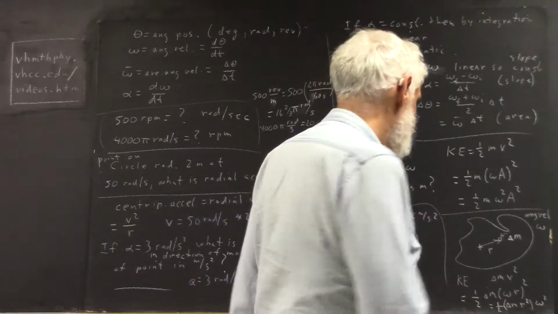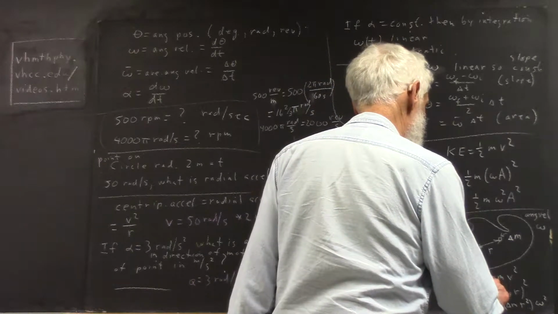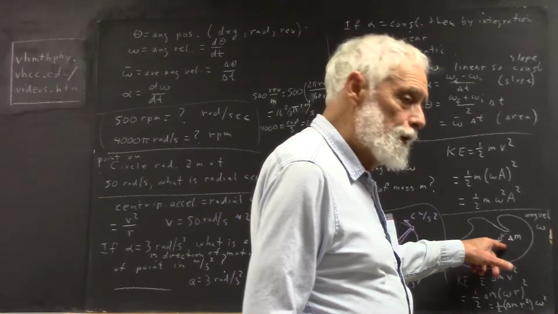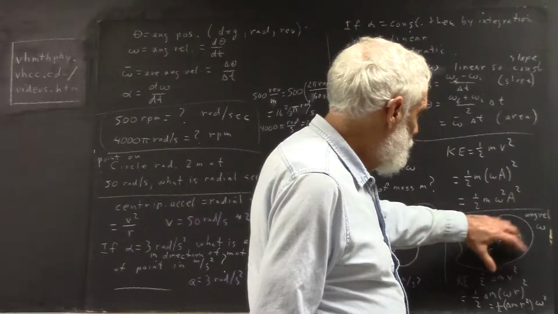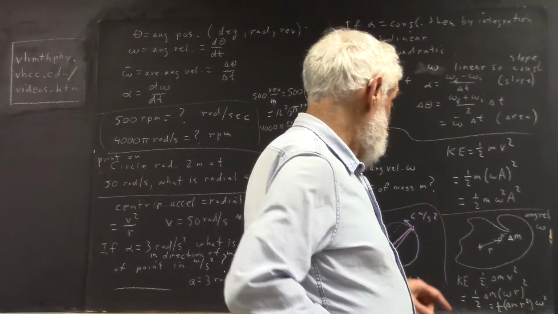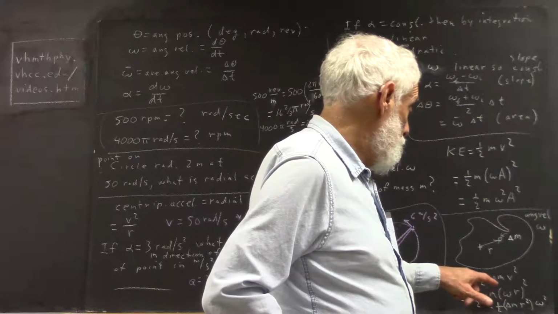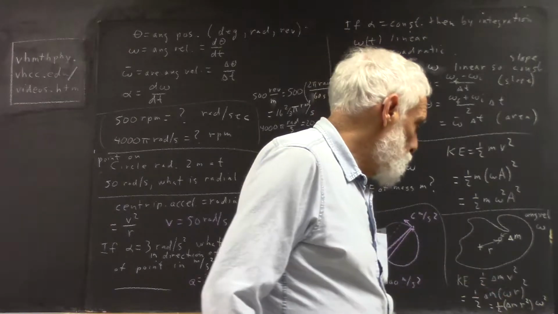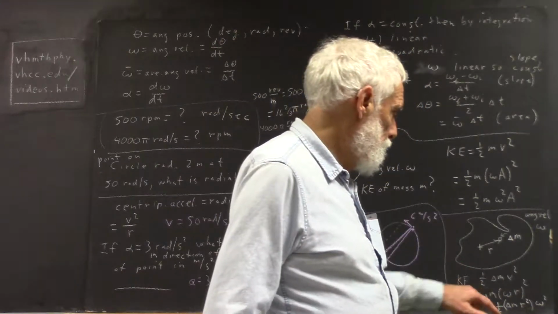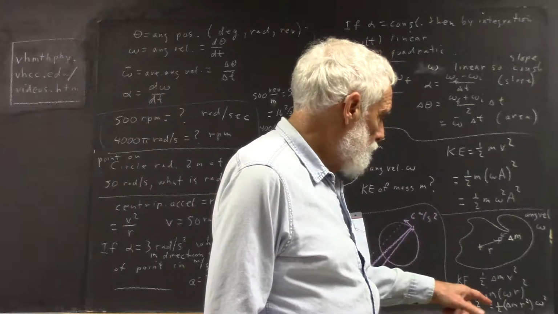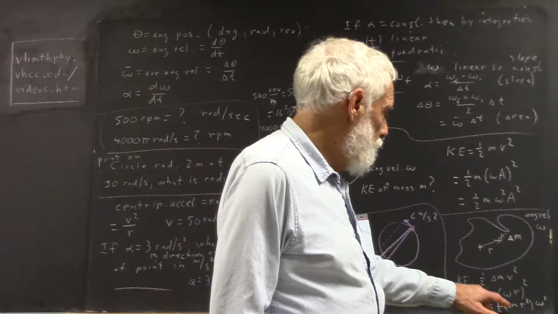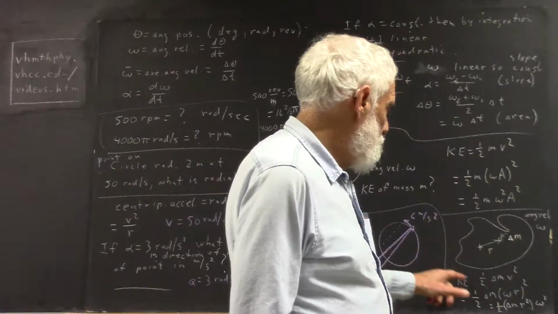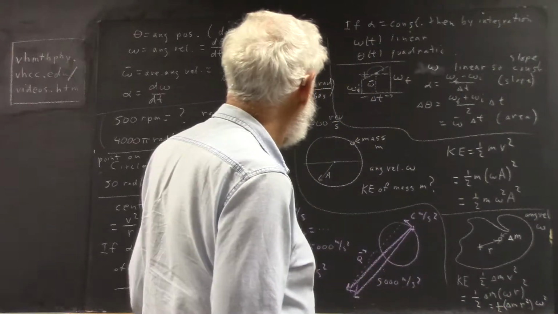So we get kinetic energy is 1/2 mv squared, which is 1/2 delta m v squared. This is a small mass, a small increment of mass within a larger object, okay? And we replace v with omega r, and we get 1/2 times the quantity delta m r squared times omega squared. That would be the kinetic energy of a single mass increment.